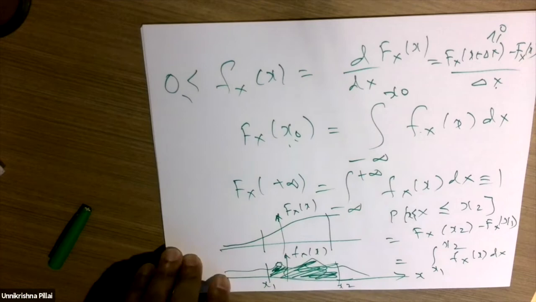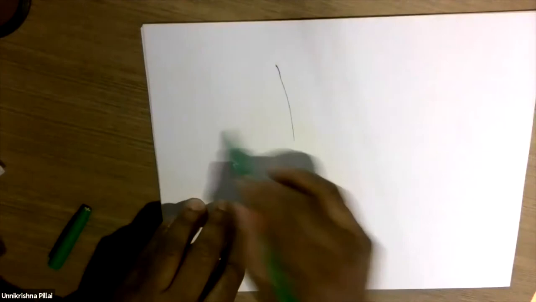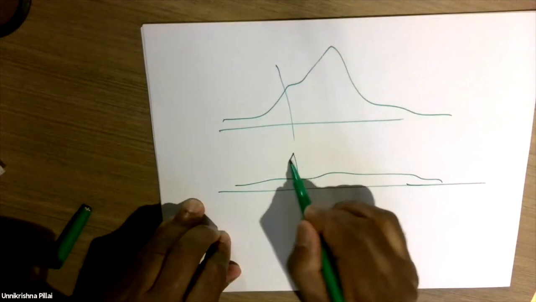What's the significance? So let me just say that, and then let me move on. If you have a density function which is like this, and another density function which is like this, both are density functions. Let's say this is f_Y(y), this is f_X(x), two random variables.